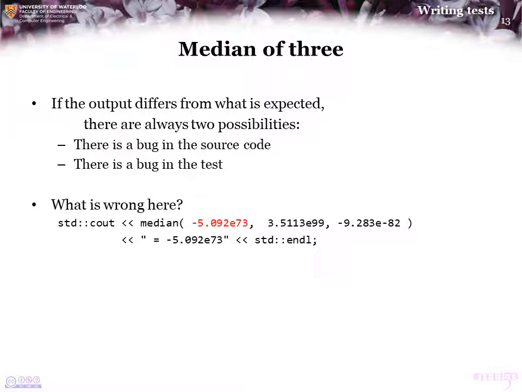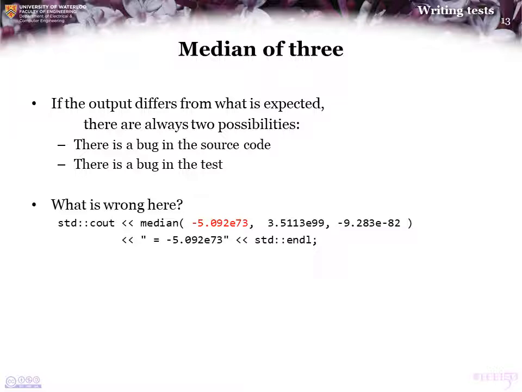Now, what happened here? Well, unfortunately, I saw that the first and third numbers were negative, the second argument was positive. So the median is either the first or the third. By simply looking at the absolute value of the exponent, I saw that 73 is smaller than 82. The problem is I missed the minus sign.